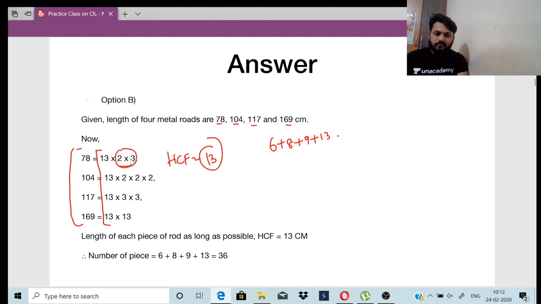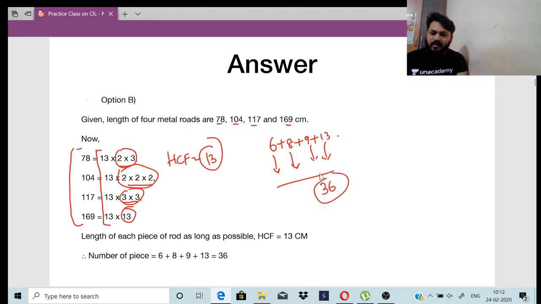6, 2 3s are 6. 8, 2 into 2 into 2, 2 2s are 4, 4 2s are 8. 9, 3 into 3, and 13 is what is left here. So add everything: 6 plus 8 plus 9 plus 13, 36, right?